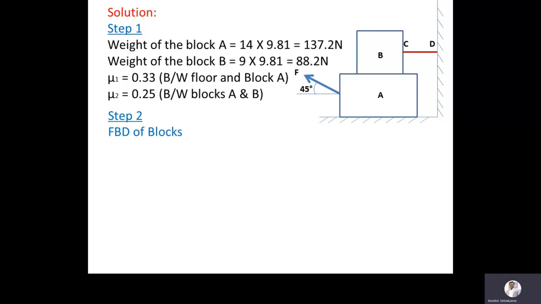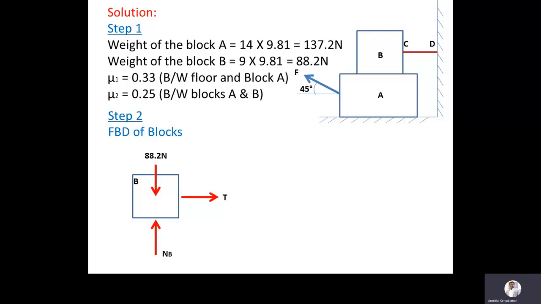Now step 2, as we discussed in the earlier problem, we are going to draw the free body diagram of the blocks. First I am taking block B. In block B, we have the weight of the block, that is 88.2 Newton, and then a normal reaction to the weight of the block, which I am taking as N suffix B. There is a tension in the horizontal rope CD, which I am taking as T.